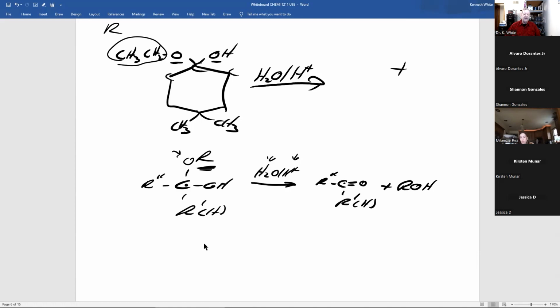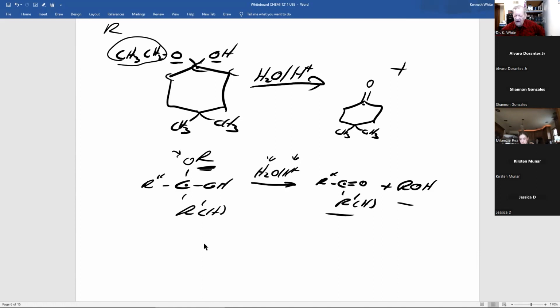Essentially, you're taking the hemiacetal or hemiketal and reverting it back to the aldehyde or ketone, plus the alcohol you would have used to make that. Now, this carbon is this carbon. We have this ring. Don't forget the methyls. You don't break carbon-carbon single bonds. This carbon is this carbon. So we'll get that ketone.